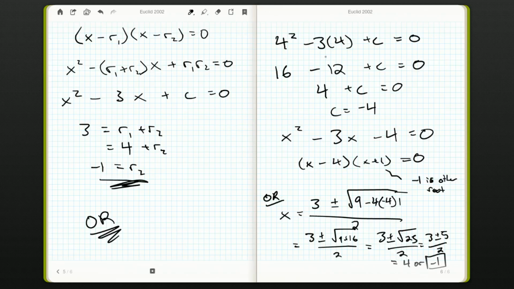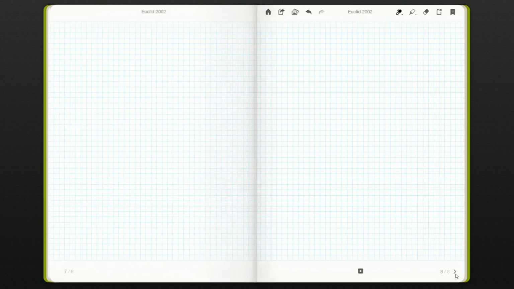Or we could have plugged in 4, got the value of c, and then used whatever method we like to find the other roots. Factoring, if we're really good at factoring, or using the quadratic formula, which always works, always gives us both roots. So either way, we have minus 1 as the other root. And that does it for A.